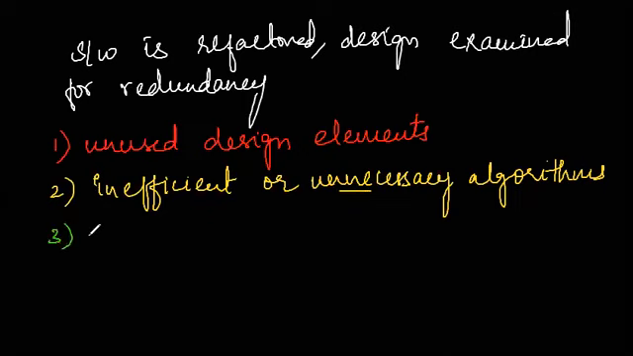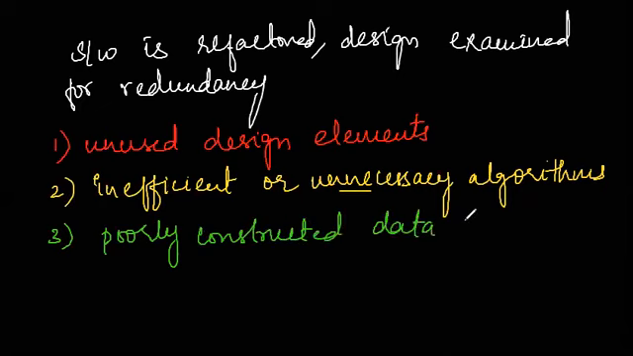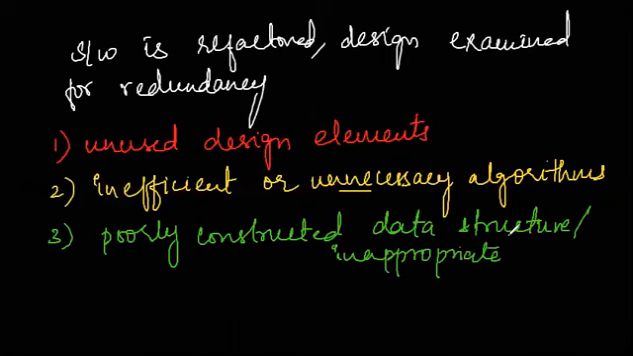The third thing that you're going to identify is if there is any poorly constructed data structures. Poorly constructed, or you can say any inappropriate data structures, you're going to identify those. If poorly constructed, you're going to redefine those data structures. Again, inappropriate means if they are not used, you can remove those data structures.